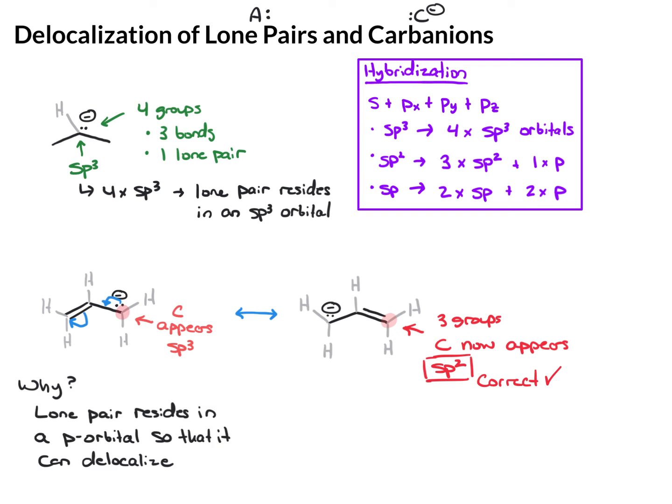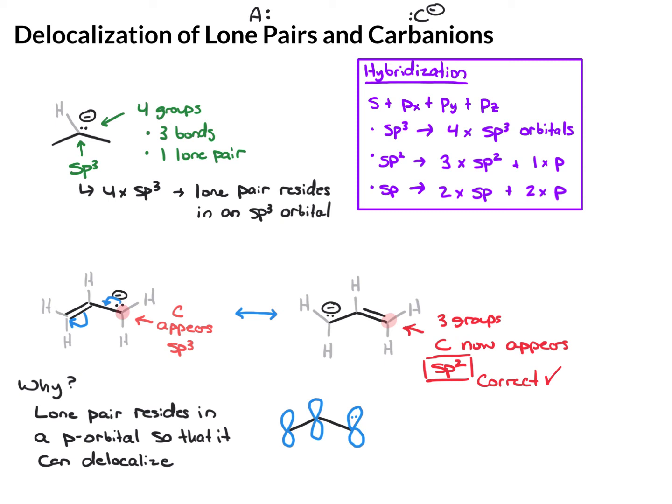Remember, you need a p orbital in the atom for delocalization and resonance. So if I draw the sigma framework for this, and we draw p orbitals where the double bond's at, if we want this lone pair to delocalize, we need a p orbital on this leftmost carbon. And here's where the lone pair can be. Well, if that carbon has a p orbital, it can't be sp3.